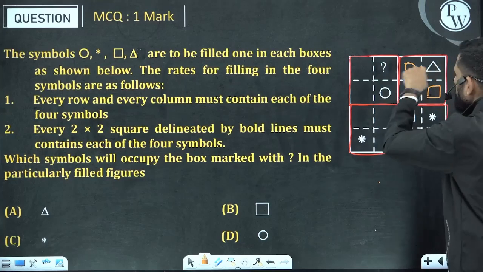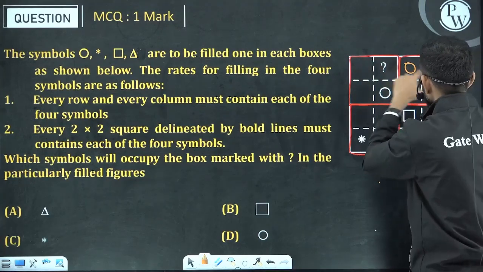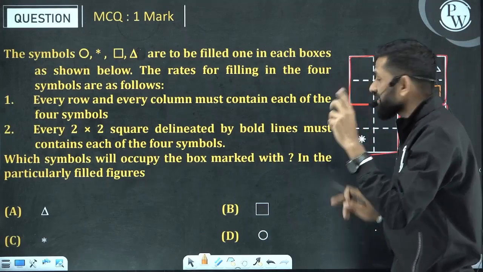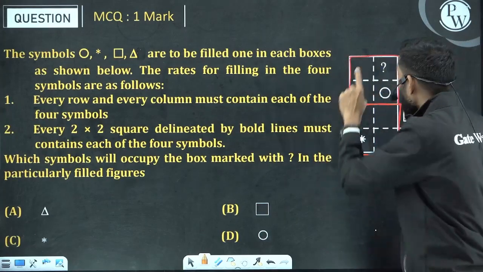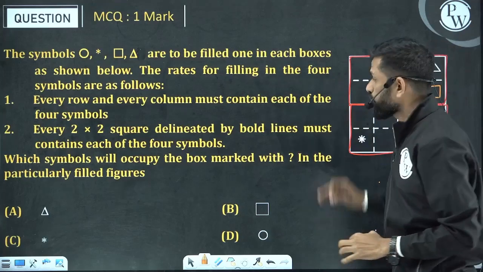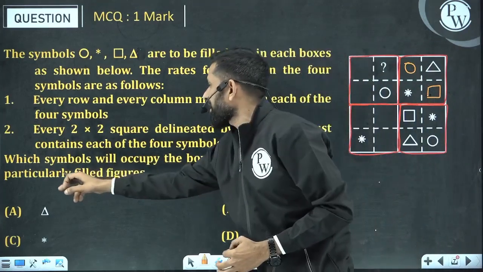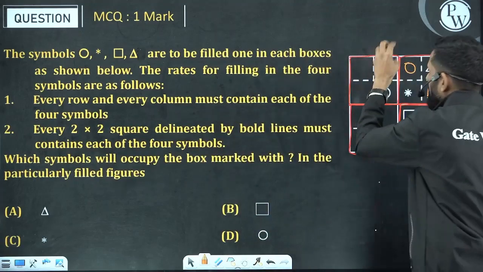Now if I talk about this line, this is important. Circle is done, triangle is done. What two symbols are left over? Two symbols are left over. I am directly coming to the question mark place. Which symbol will occupy the box marked with the question mark in the completely filled figure? In the question mark, what should come?